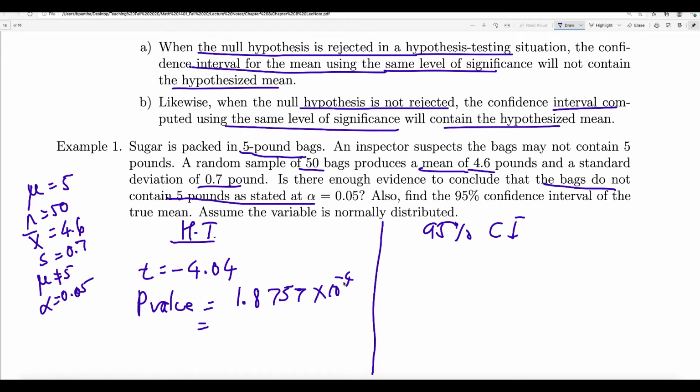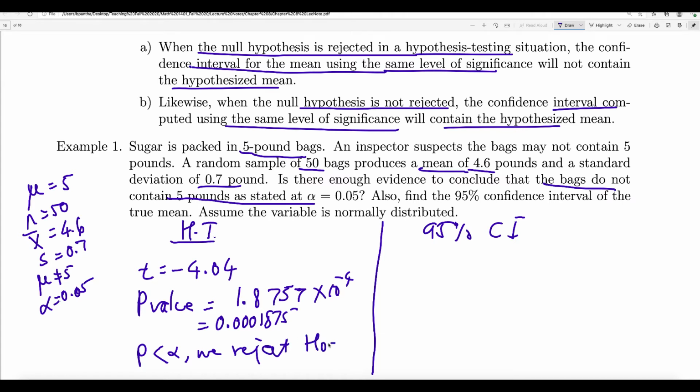So what does that mean? 10 to the negative 4. You can write this as 0.0001875. 10 to the negative 4 means there should be 4 digits before that decimal, so you move the decimal to there. So is that P value less than alpha or greater than alpha? It is less than alpha, right? Because it is 0.0001 and alpha is 0.05. So we reject the null hypothesis.